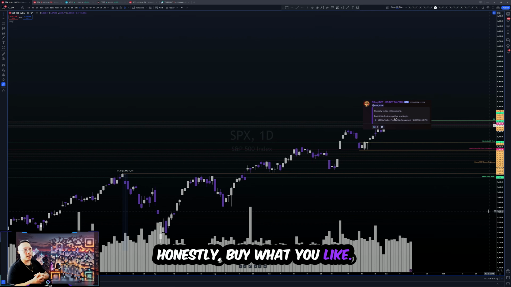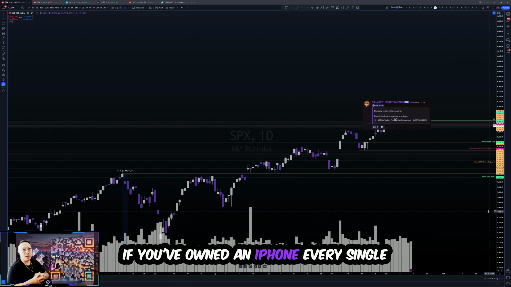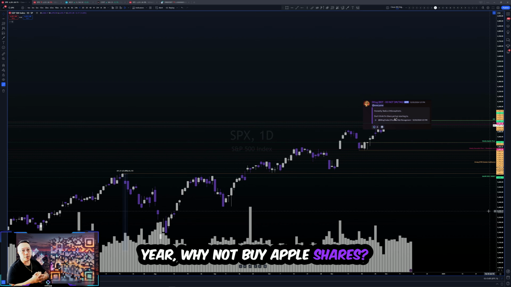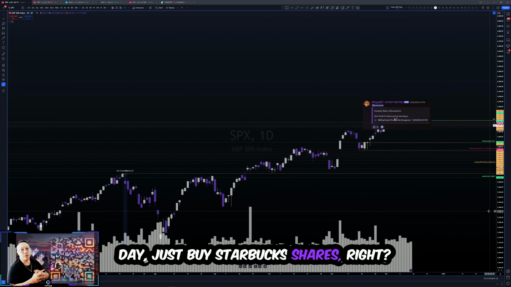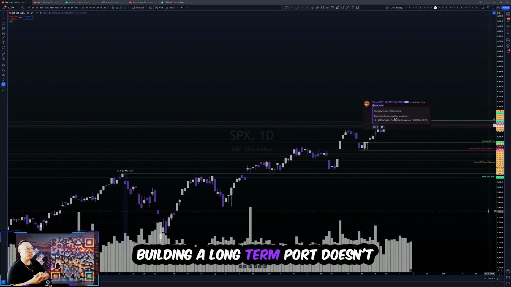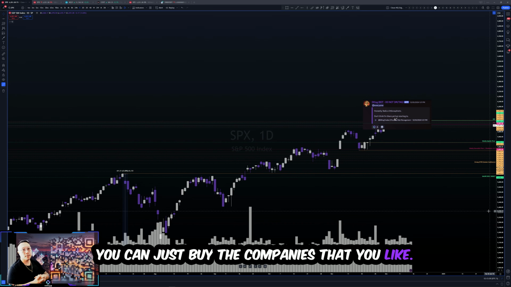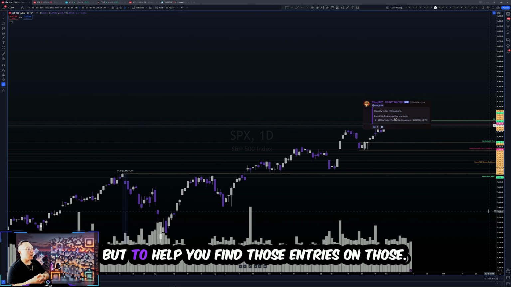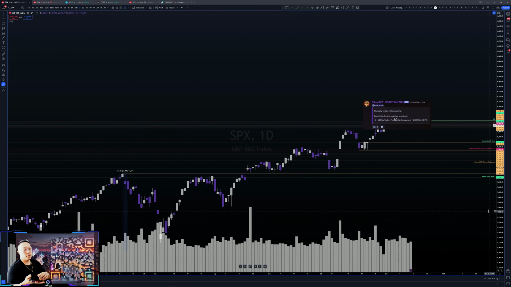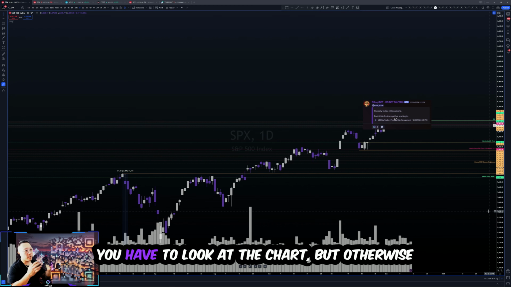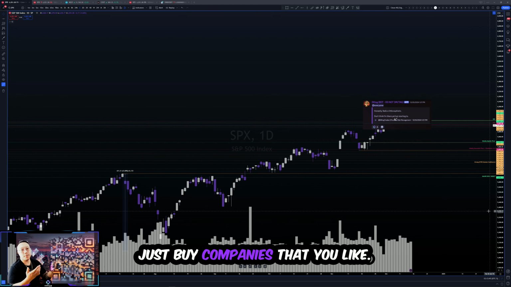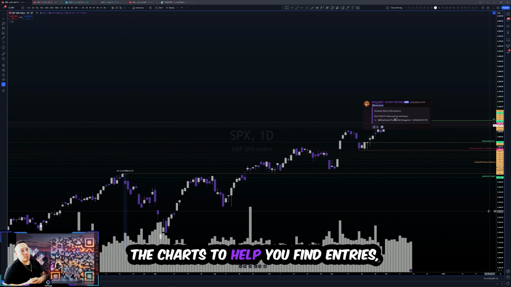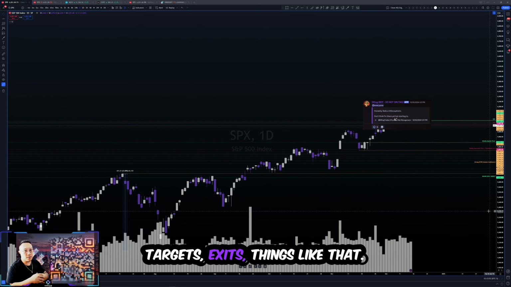Honestly, buy what you like. If you've owned an iPhone every single year, why not buy Apple shares? If you like to buy Starbucks every single day, just buy Starbucks shares, right? Building a long-term port doesn't always have to be so complicated. You can just buy the companies that you like. Okay? But to help you find those entries on those, look at the chart. You have to look at the chart. But otherwise, from a very simple-minded perspective, just buy companies that you like. And then from there, you can use the chart to help you find entries, targets, exits, things like that.